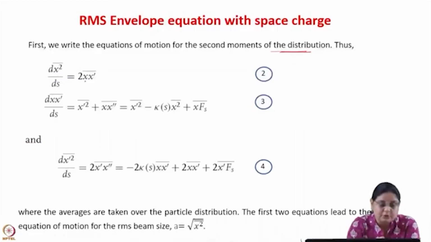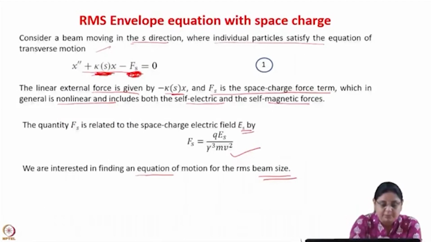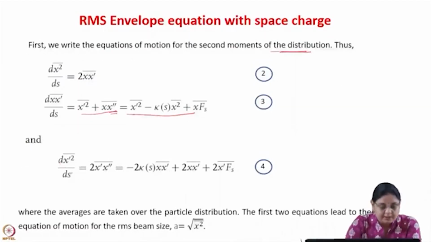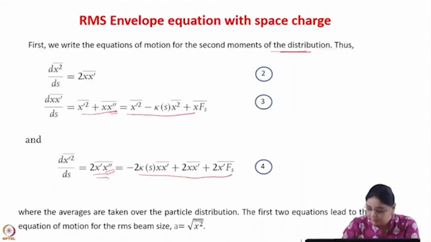So that is equal to 2 x prime average, and d by ds of x prime average is given by this expression. Here we can substitute the value of x double prime from this equation. So again we can find dx prime square average by ds, and it is this expression. Again we can put in the value of x double prime from the equation of motion, and we get this, where the averages are taken over the particle distribution.